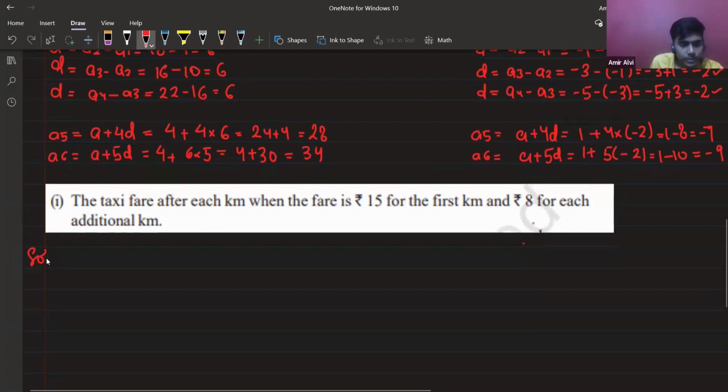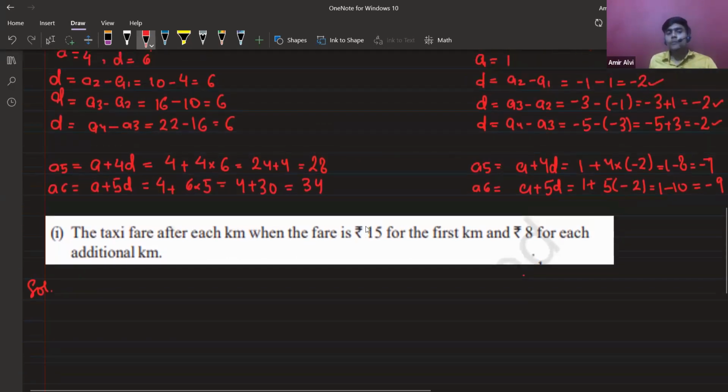In a real life situation, this question is about taxi fare where the fare is 15 for the first kilometer. You all know Uber and Ola. I think Uber is all over the world, and Ola, I think, is only in India. So many of you have used that kind of taxi. Anyone of you? Yes, sir. It's an AP.